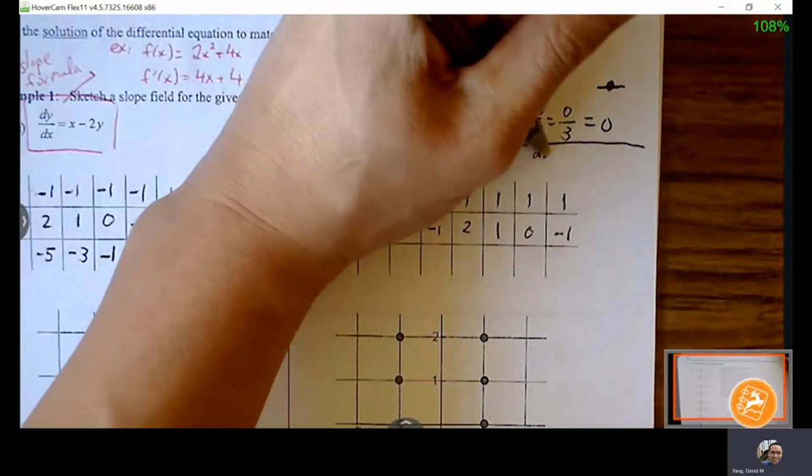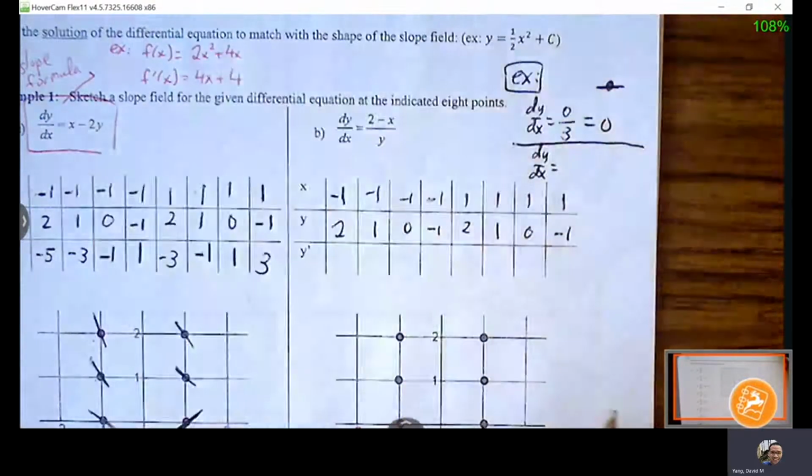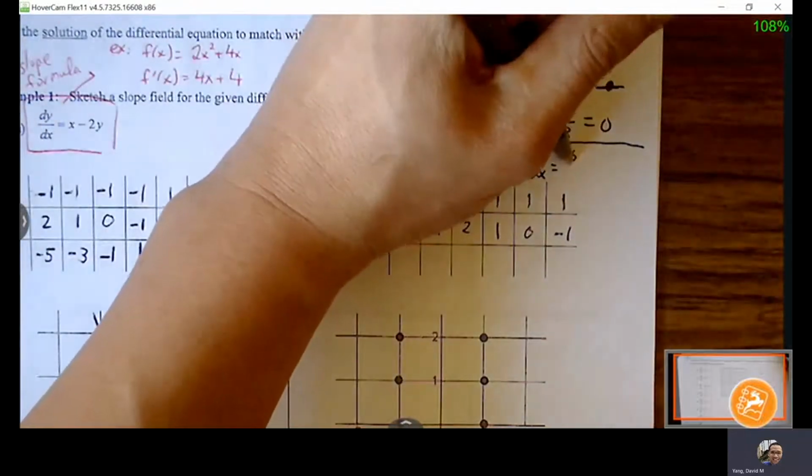Okay, here's another option that I want you to be aware of. What if I plugged in an ordered pair and it ended up giving me something like 5 over 0?